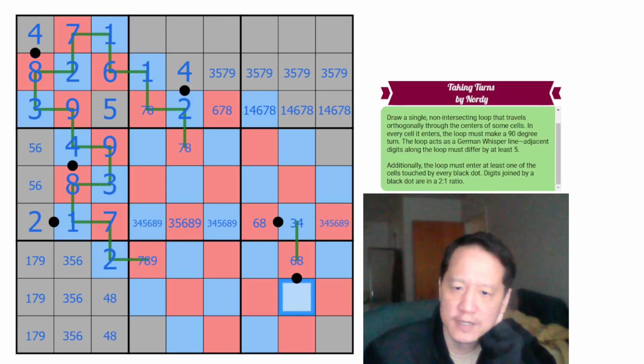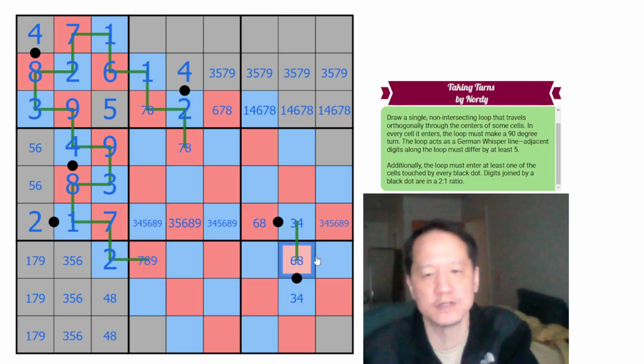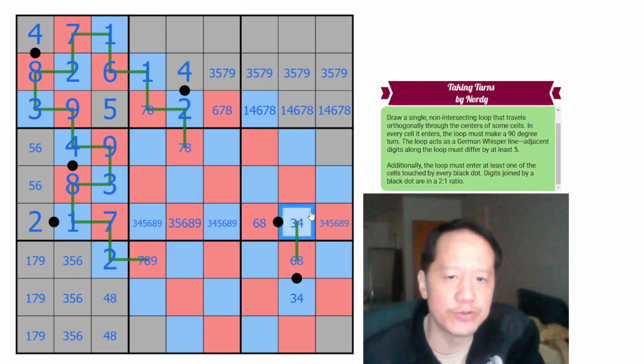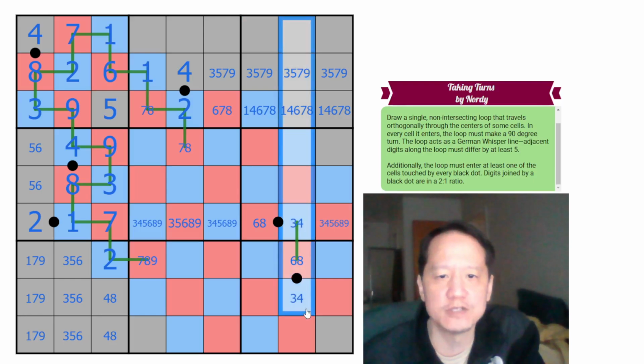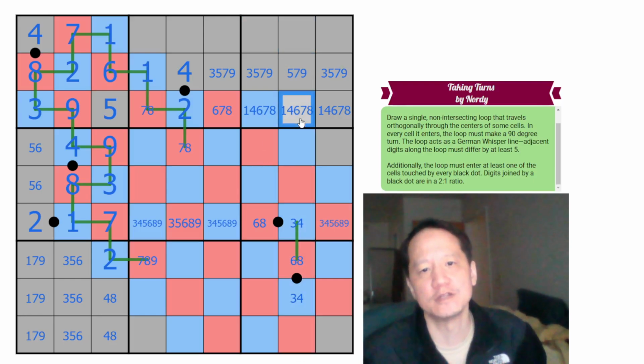So this has to be a 3 or 4 to be with a 6 or 8. Now we have a 3, 4, 3, 4 pair in column 8, which eliminates 3 and 4 from the rest of the column. So this can't be 3 and this can't be 4.